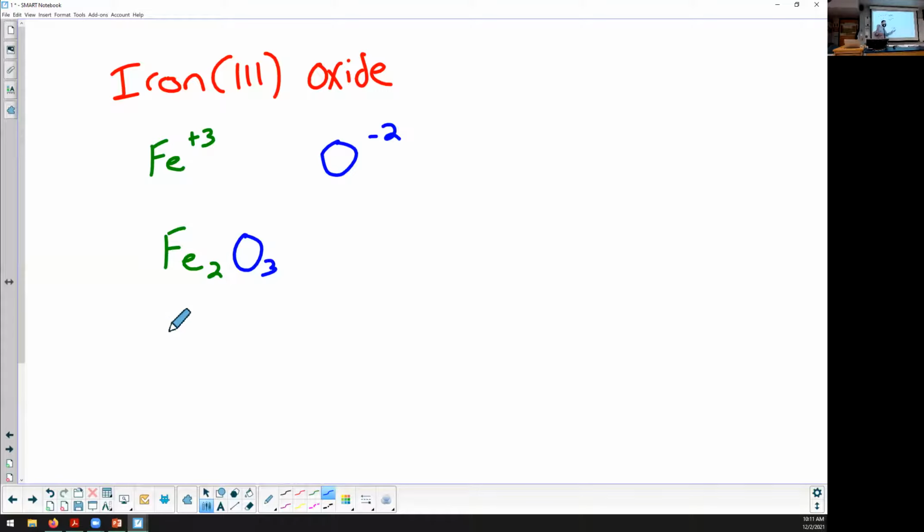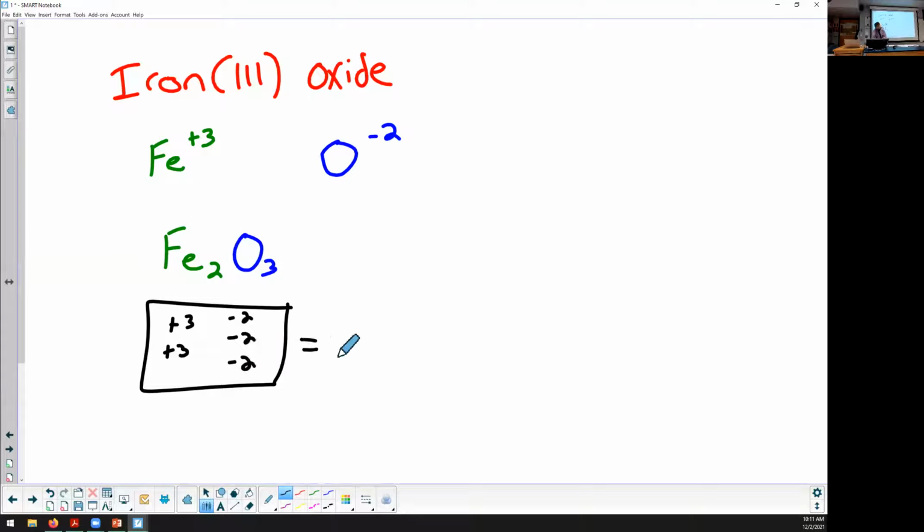They actually end up balancing out. And one way to check that, that I like to do at least when I'm starting this, is I just write all the charges. I got +3, +3, -2, -2, -2. And that all equals 0. And it should. Ionic compounds always end up equaling 0. So you can always figure out how many of each thing you have because they have to equal 0.